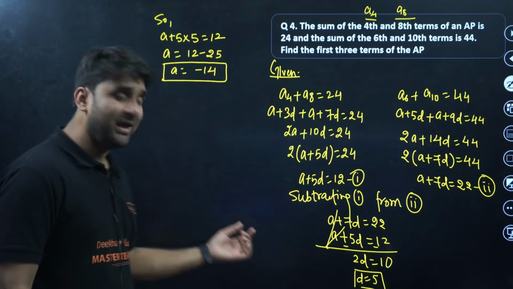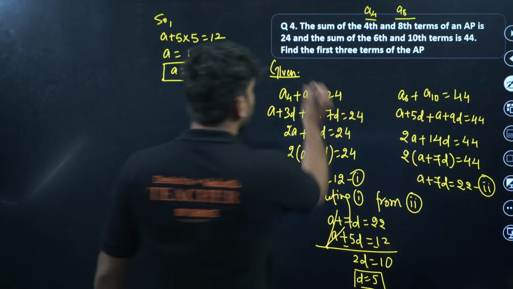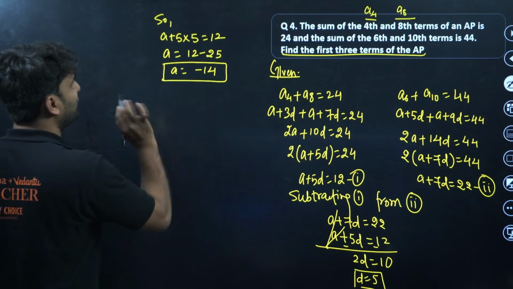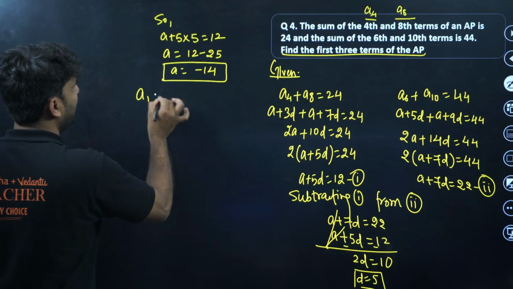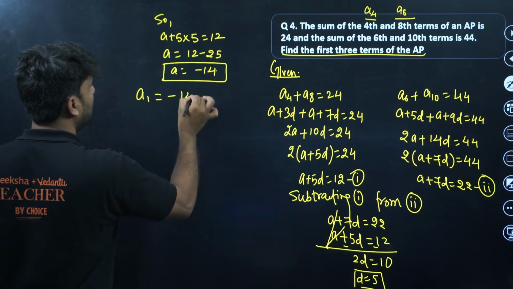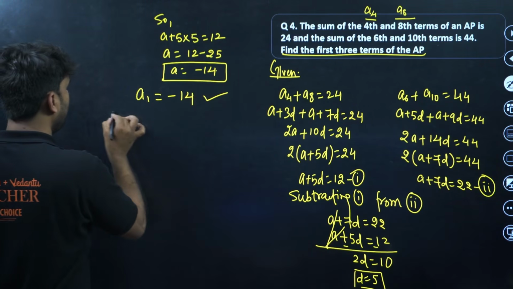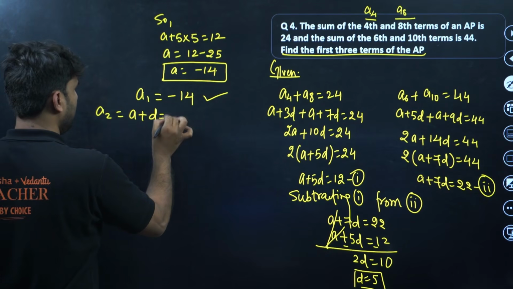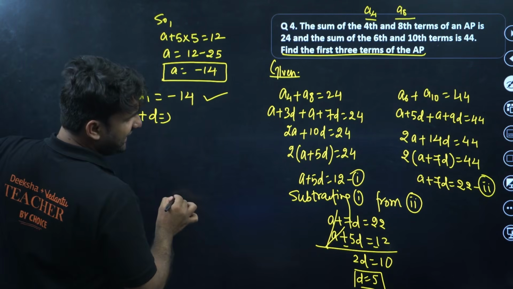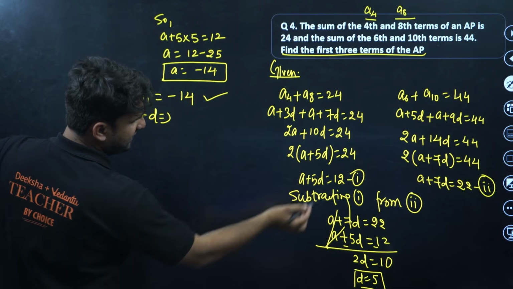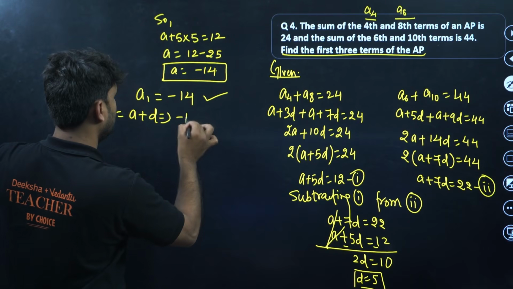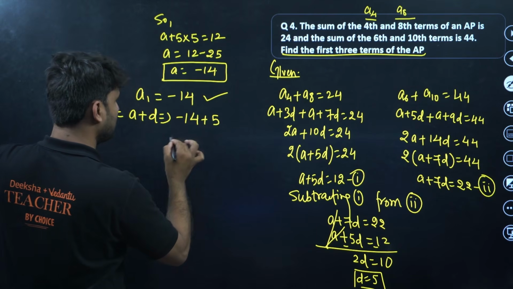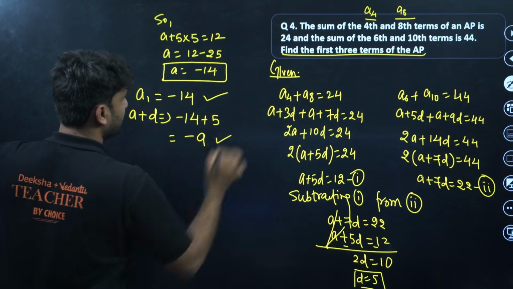So you have A and you have D. What is the question? Find the first 3 terms of the AP. So the first 3 terms. A1 is obviously minus 14. Done. A2, we have the formula A plus D. Where A we have is minus 14, plus D we have is 5. So minus 14 plus 5 will be minus 9.